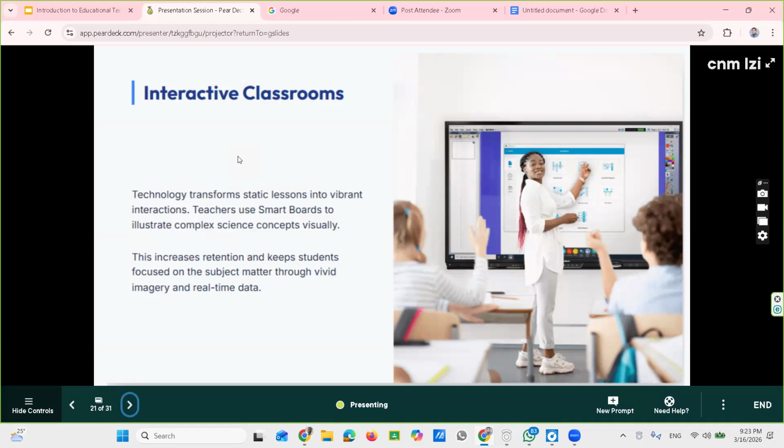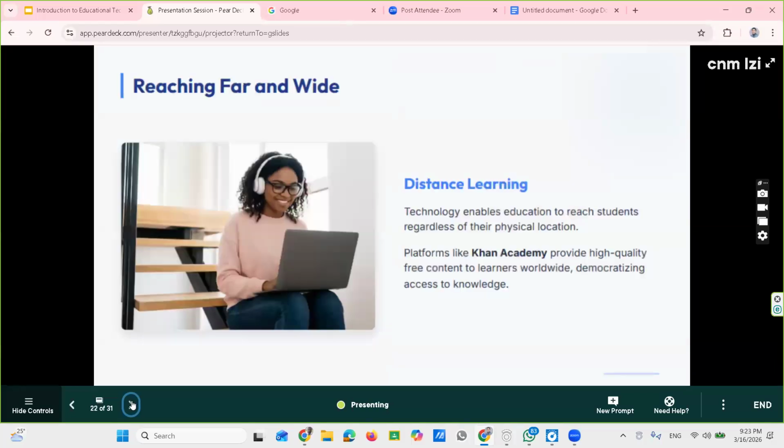To do that, you want to get the support of technology, right? Then, reaching far and wide is another feature because of this technology interaction. Distance learning is popular. That means there is no need for your students to come to a required place. There are many materials and resources available on the internet. They can learn by themselves, right?